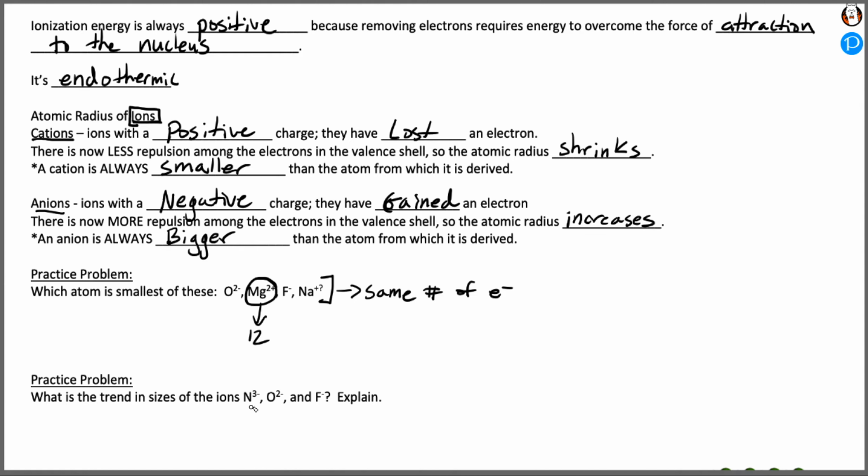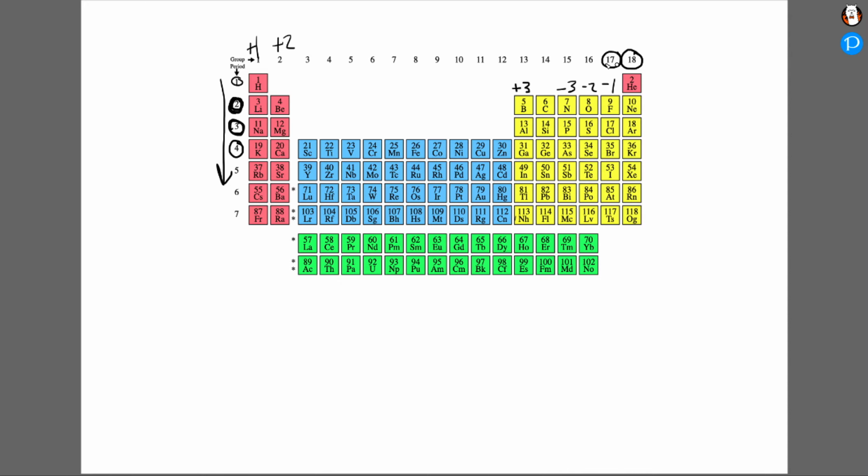What about the trend in sizes of these? So I've got N3-, O2-, and F-. So let's come back over here, and we're going to look at, what was it? Nitrogen, 3 minus, so 1, 2, 3. We've got O2-, 1, 2. And then we've got F-, 1.